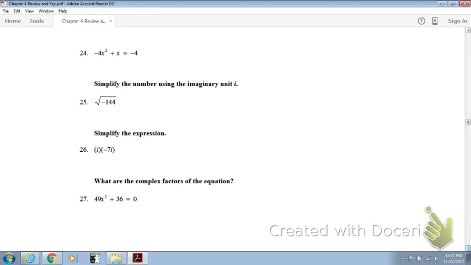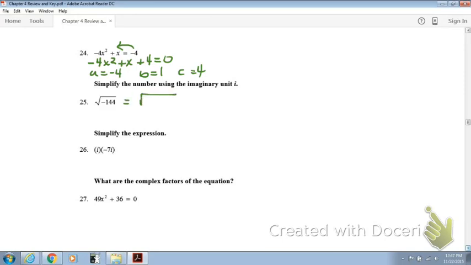Number 24, I'd follow the same rules. You just have to make sure that it's quadratic formula again, but I have to bring over everything to one side first. So negative 4x squared plus x plus 4, because the 4 is going to come over, is equal to 0. So my a is negative 4, b is 1, and c is 4, and follow the quadratic formula.